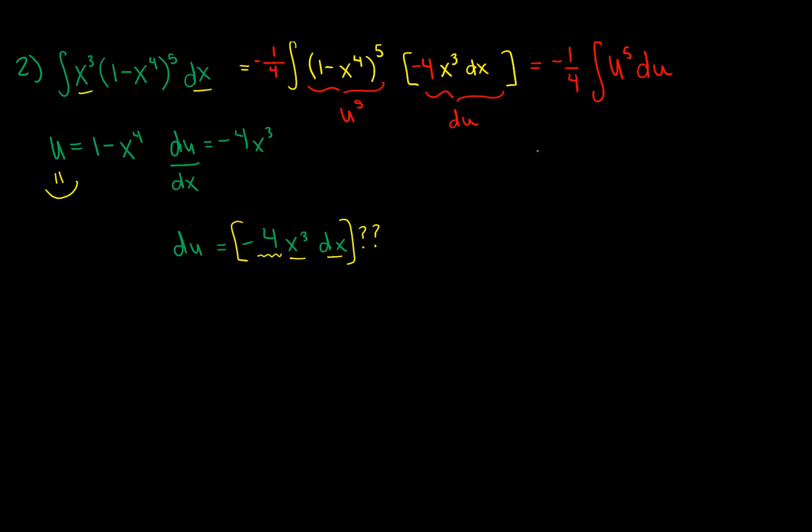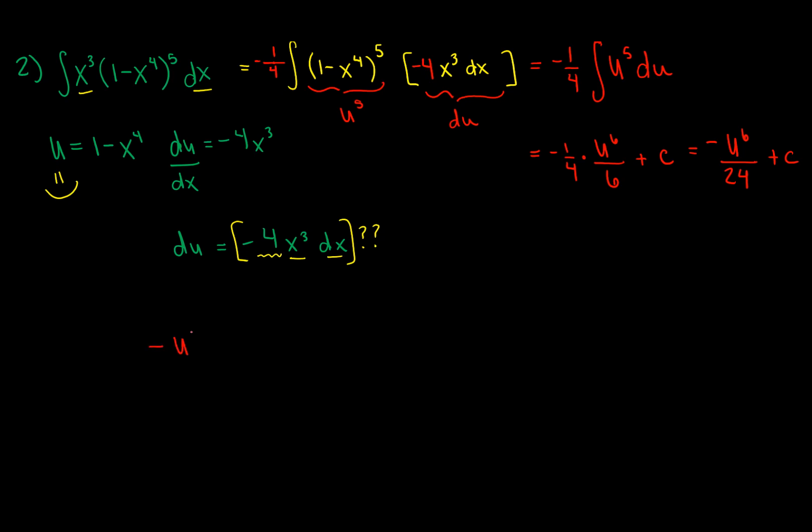All right, let's do that integral. So -1/4 goes along for the ride. I'm going to have u to the 6th over 6 plus c. If I simplify that, I'm going to have negative u to the 6th over 24 plus c.